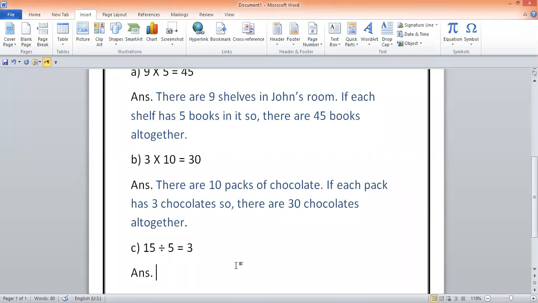Okay, guys, I'm going to write 15 divided by 5. Now, guys, the sentence is a division sentence. It is not a multiplication sentence.